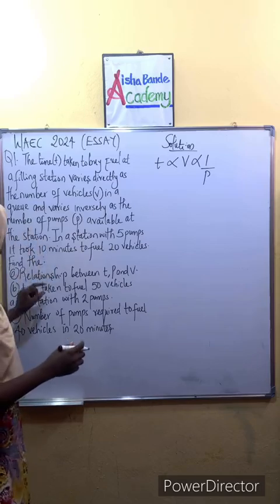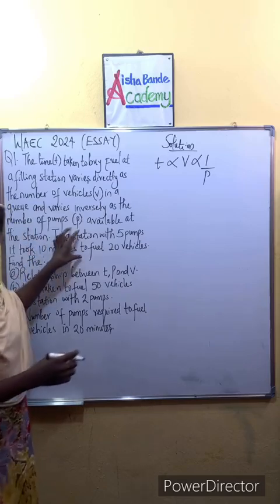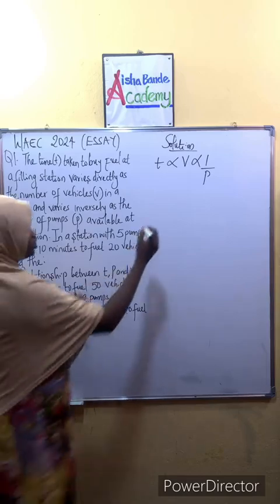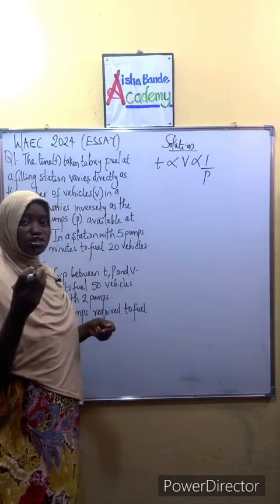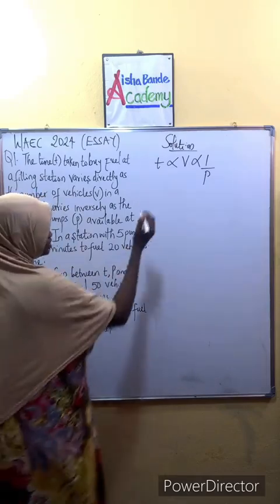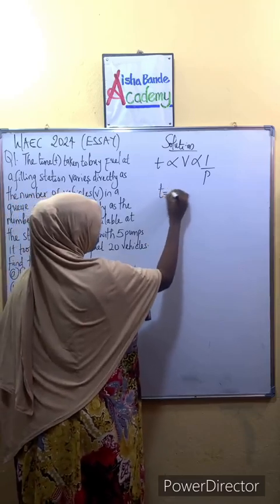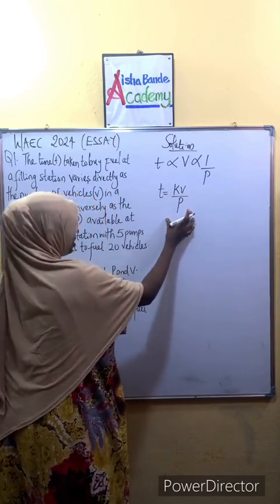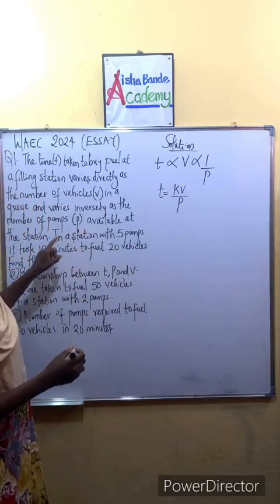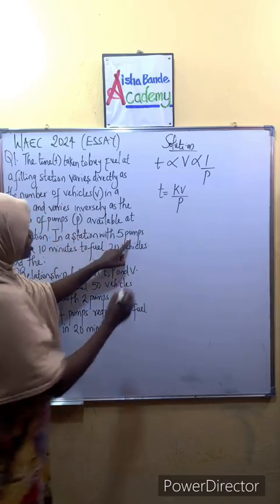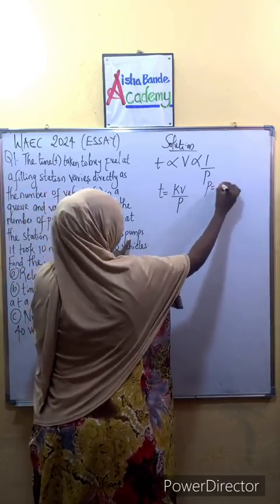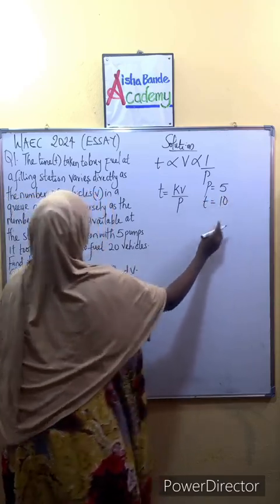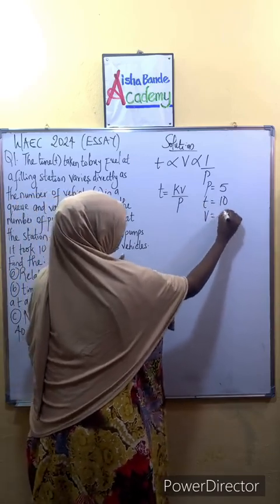Now, there are other parameters that have been given to us here. But we need to find the relationship between T, P, and V. So from here we are going to introduce the constant of proportionality, which is K. So here we're going to have T is equals to KV over P. It now says that the station with 5 pumps, that means the value of P is equals to 5. It took 10 minutes, that means the time T is equals to 10, to fuel 20 vehicles. That means V is equals to 20.